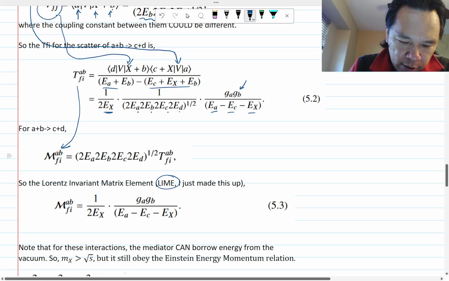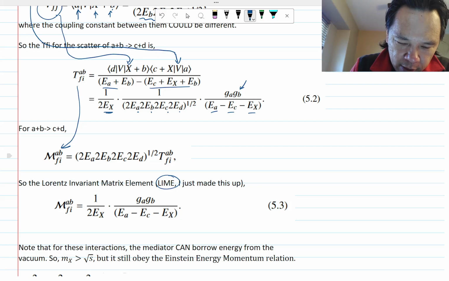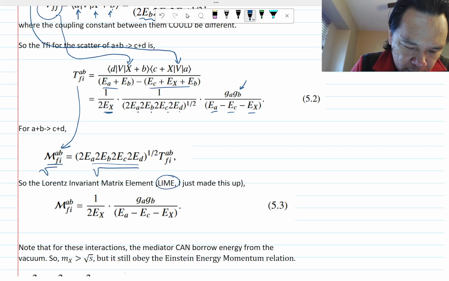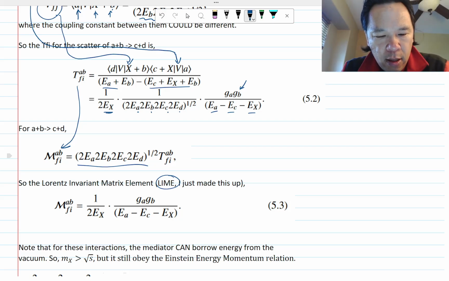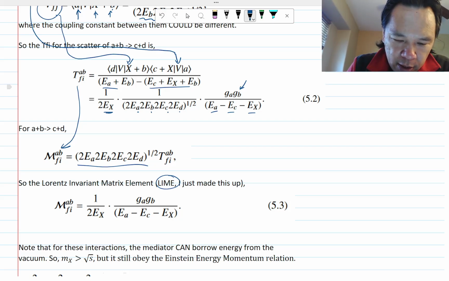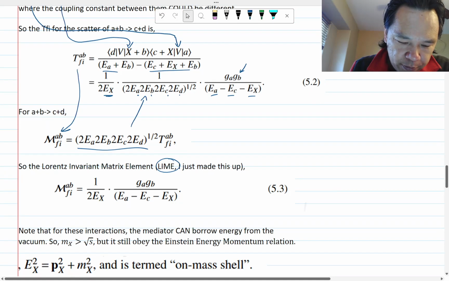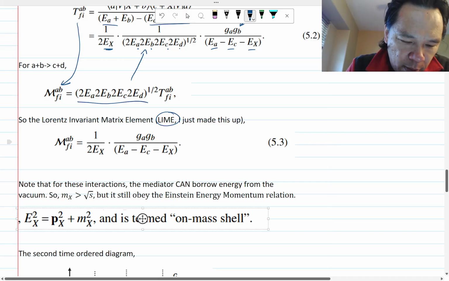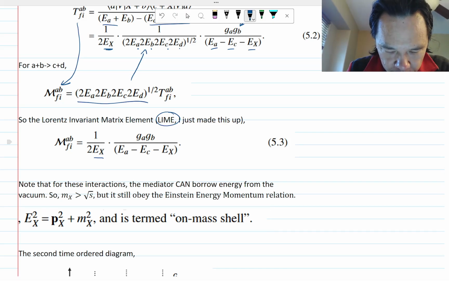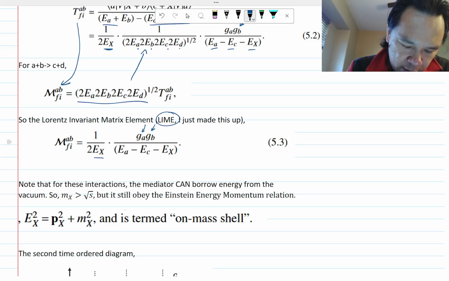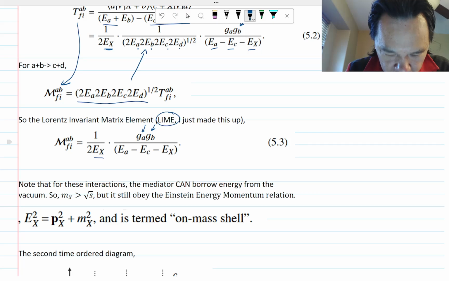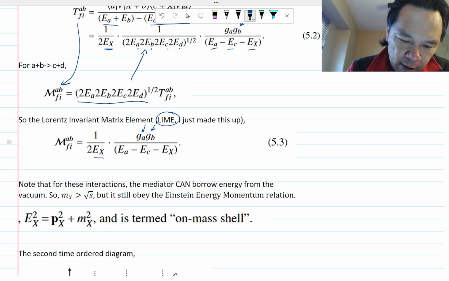We also have to divide the TFI, basically if you divide both sides by this big square root, right? Actually, no, you don't. If you want to convert to MFI, you just multiply by all the incoming particle energy. It basically cancels out this factor on the bottom, which is really nice. So MFI is actually just 1 over 2 times the energy of the intermediate particle, the two coupling constants, for a scalar. This is once again only for scalar interactions, divided by the energies of A, C, and X subtracted from each other.